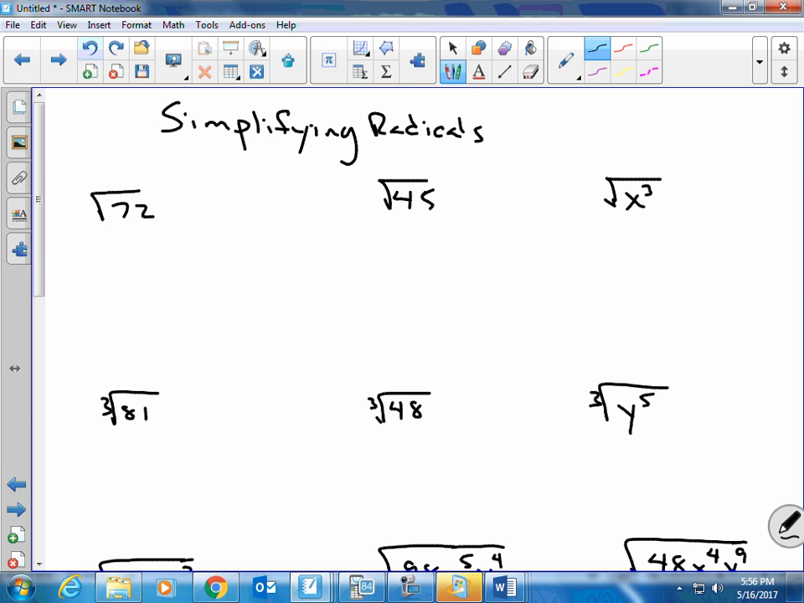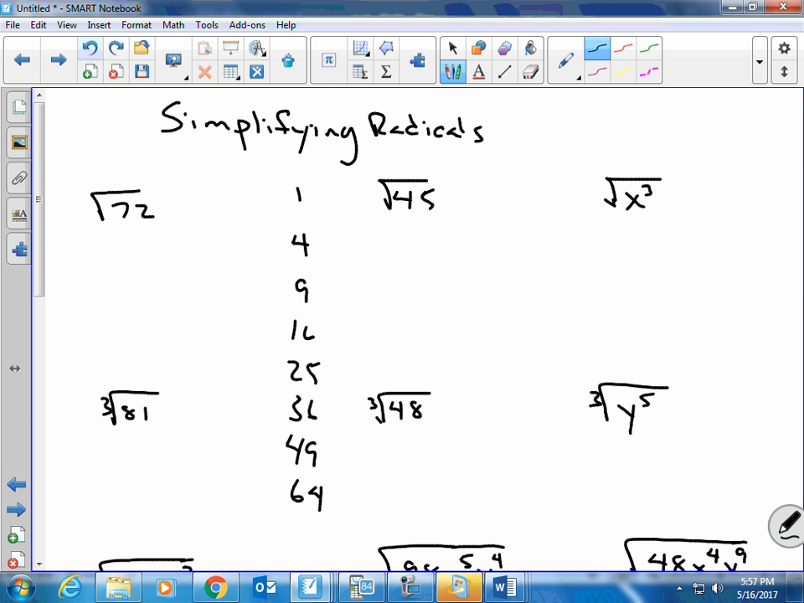Can I reduce that 72? The question I have to ask myself is, is there a perfect square that goes into 72 that I can factor out? So if I think about my perfect squares, 1 squared is 1, which I'm not really going to use, but 2 squared is 4, 3 squared is 9, 4 squared is 16, and then we get 25, and so on. That's far enough right now. Is there one of those perfect squares, numbers that have a square root that's a whole number, that goes into 72?